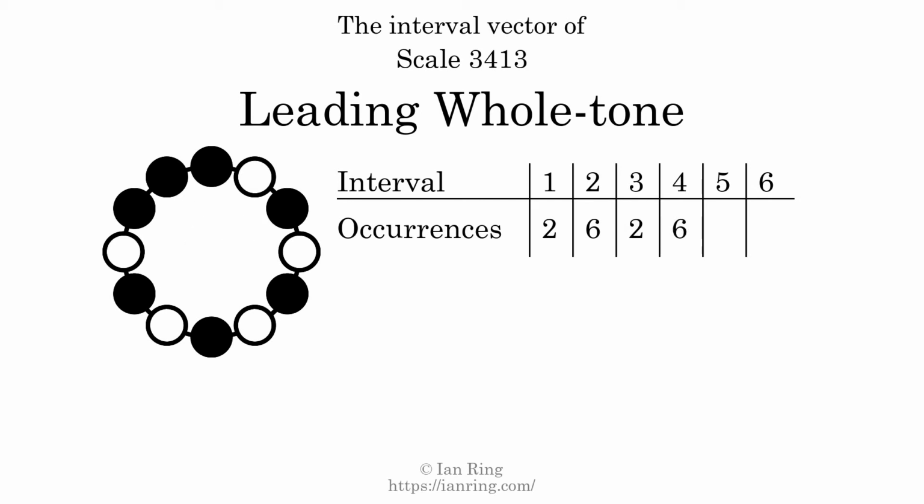There are 6 intervals with the size of 4 semitones. They are here, here, here, here, here, and here. There are 2 intervals with the size of 5 semitones. They are here and here. There are 3 intervals with the size of 6 semitones. They are here, here, and here. Each interval does not appear in this scale a unique number of times, so this is not a deep scale.